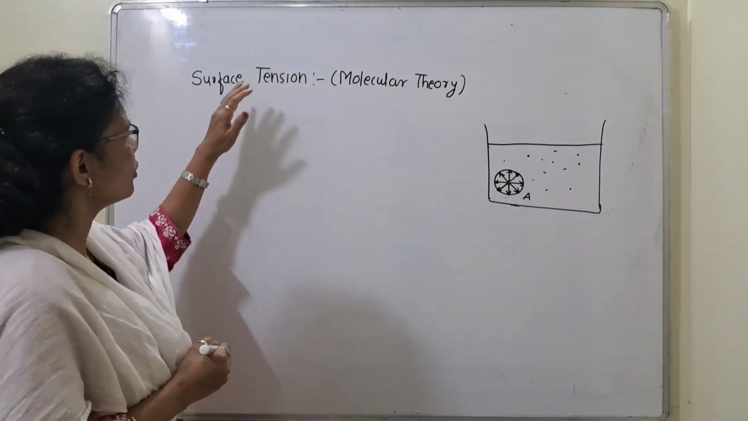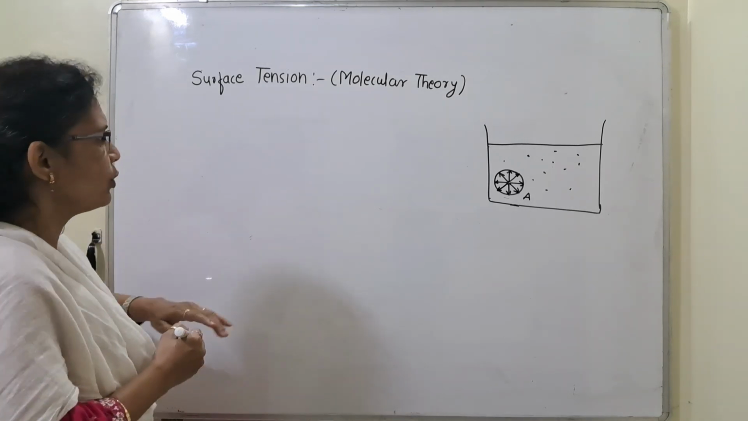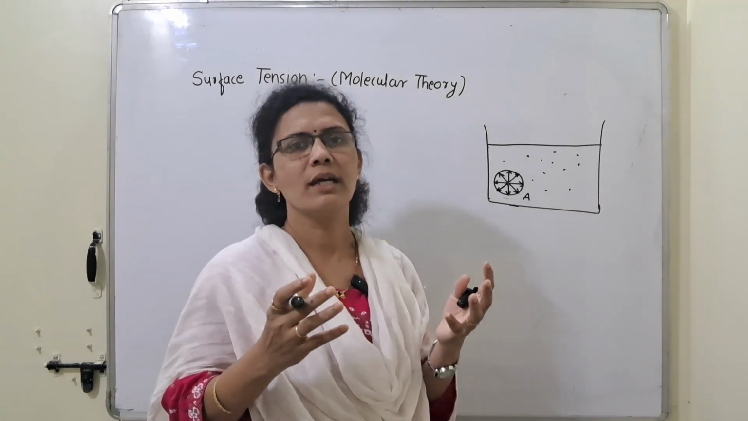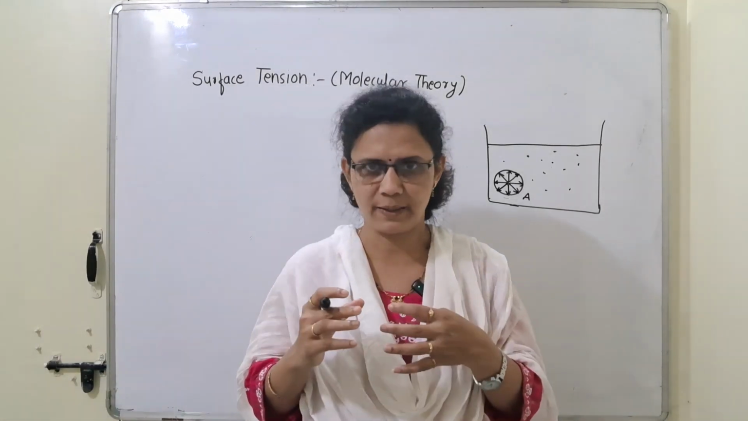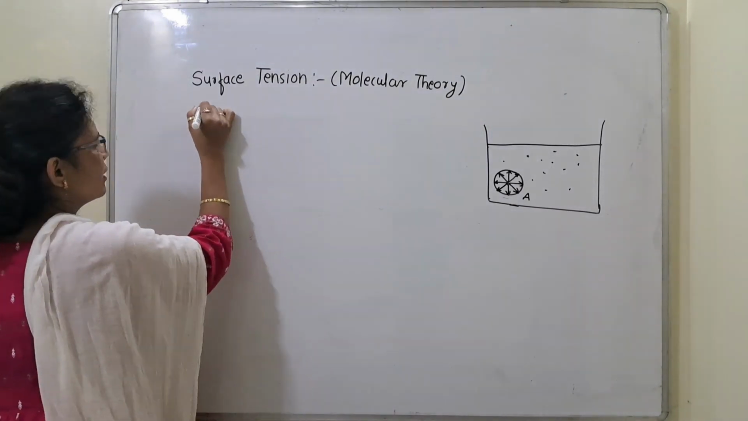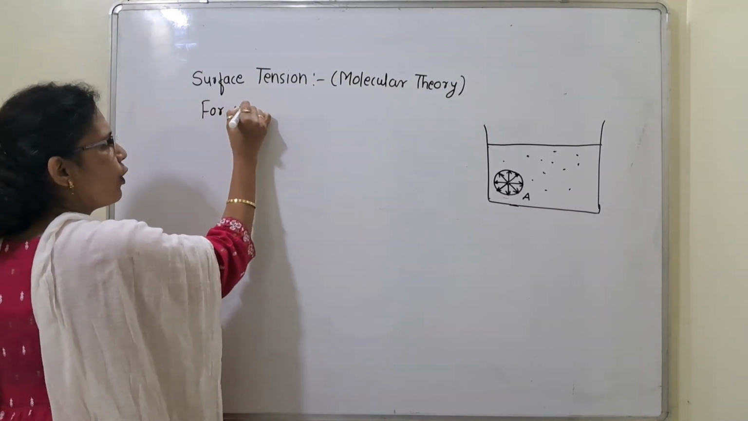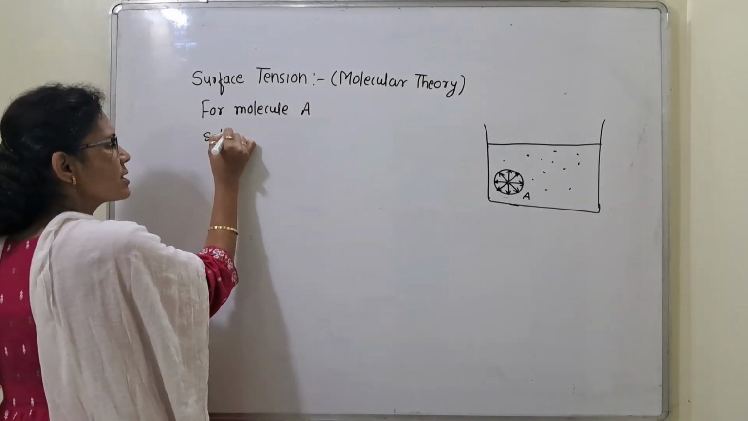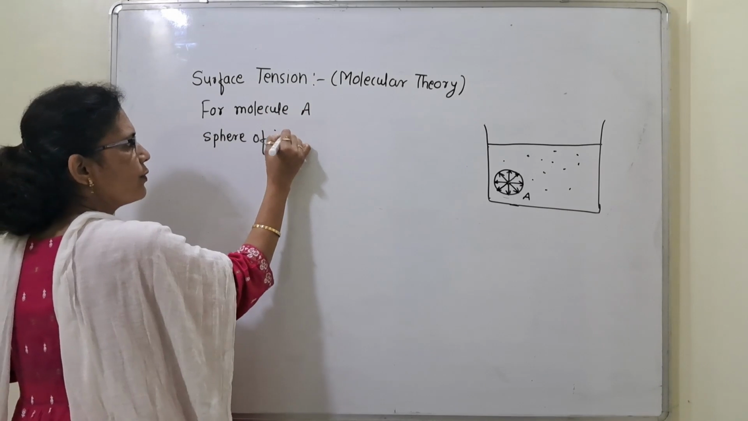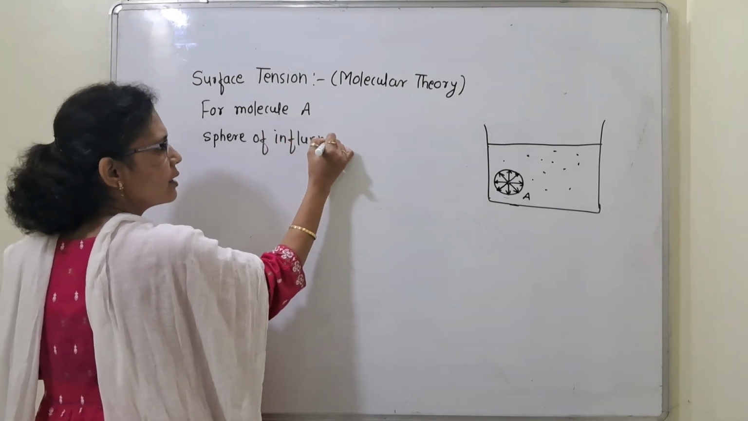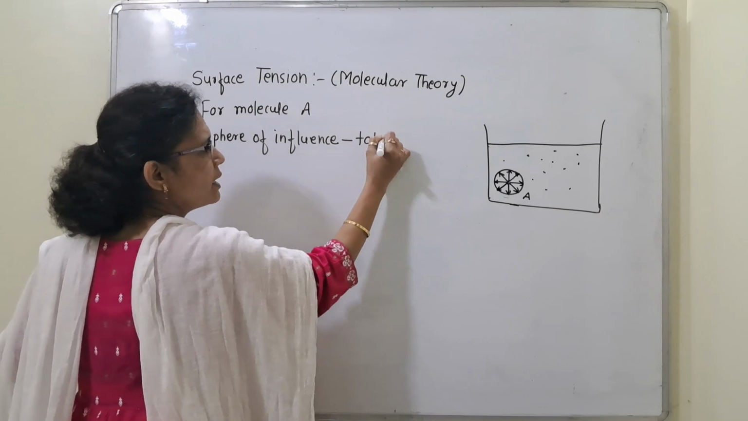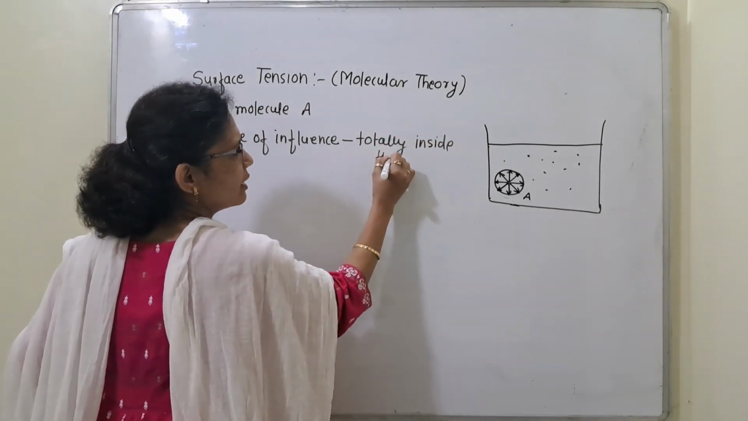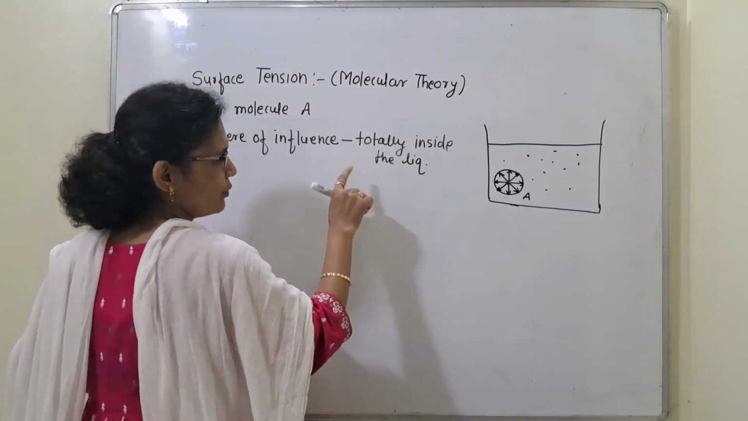Means when you are going to write this theory, you are going to write first, we have to consider here 3 molecules, that is molecule A, B and C. Then for molecule A, you will write, the sphere of influence will be totally inside the liquid. This part is very important when you are writing.